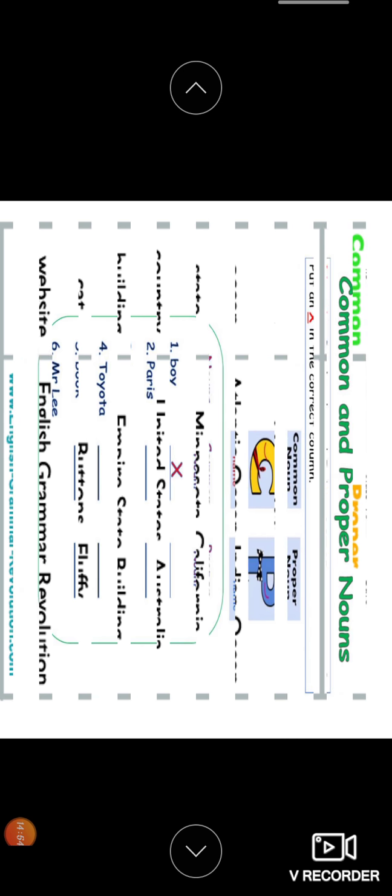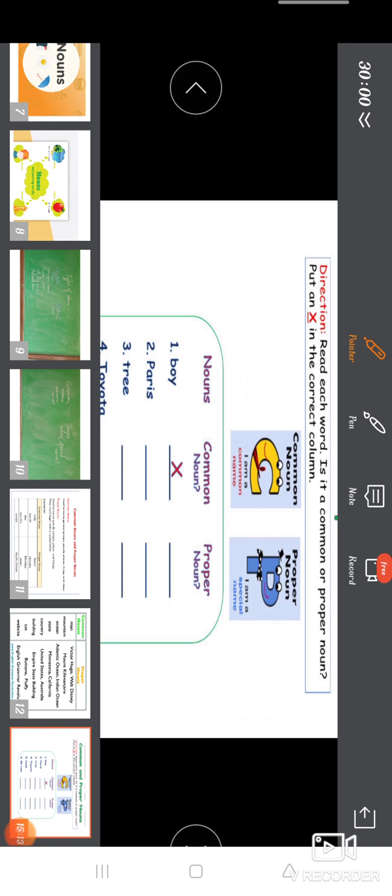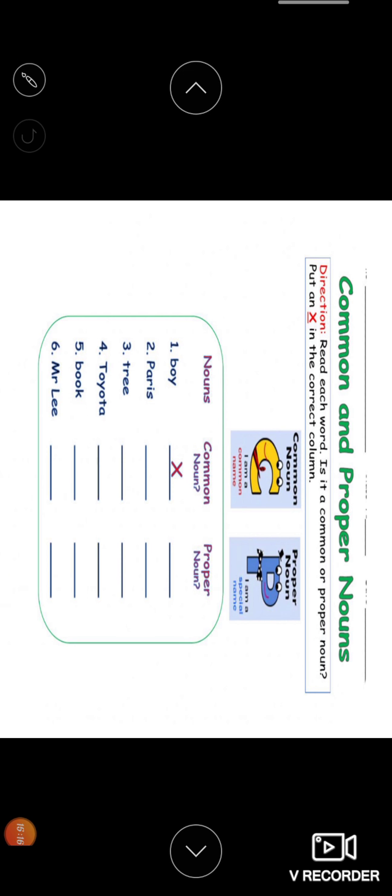Okay, so this is your activity, children. You just have to put a tick mark in front of the particular word which suits, whether it is a common noun or a proper noun, or a common name or a special name. See, boy is used commonly, so they have put a cross in front of the proper noun. Paris is a place name, so it is a proper noun. Tree is a common noun. Toyota is a proper noun. Book is a common noun. Mr. Lee is the name of a person, so it is a proper noun.